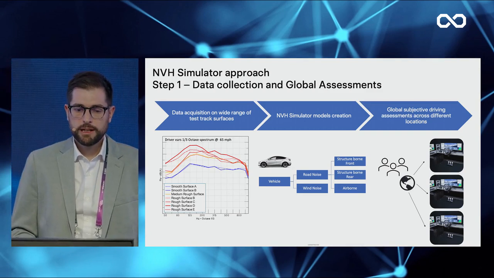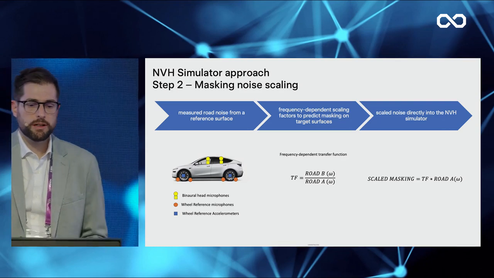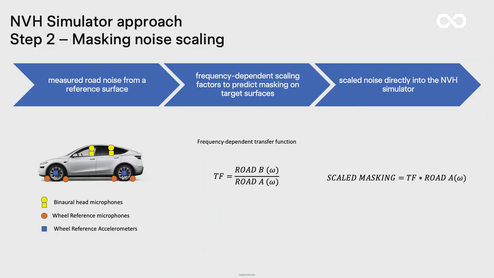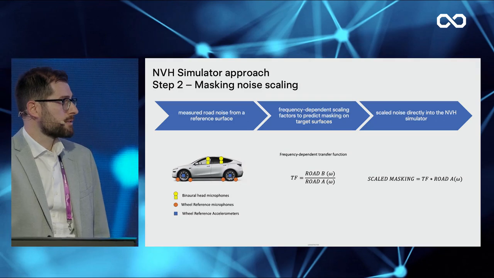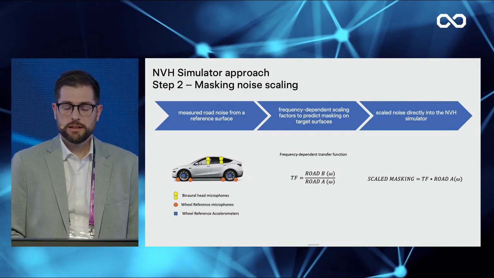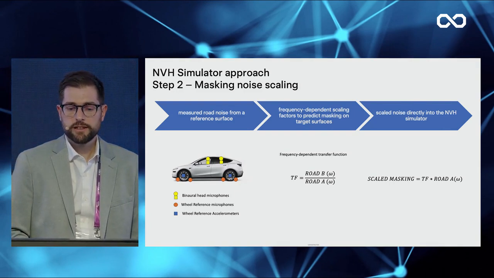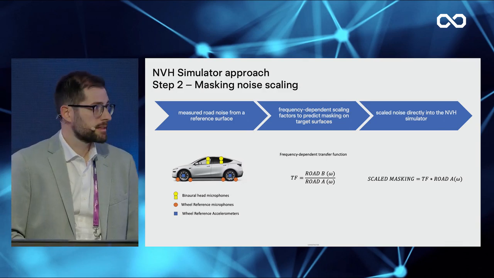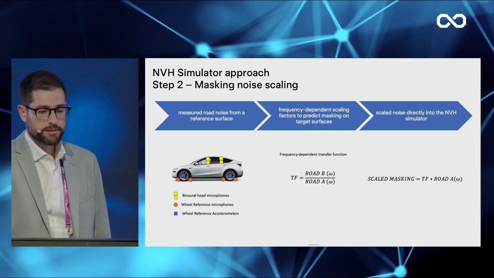After this step, the second step was to calculate a masking noise scaling factor. We started by measuring a reference surface, and starting from that, we consider a frequency-dependent transfer function between the reference road and a target surface. Once we have calculated this transfer function, we apply it directly on each road noise contribution inside the NVH simulator to retrieve, let's say, the scaled road noise.